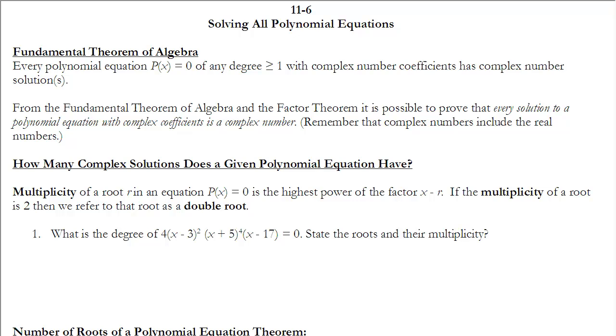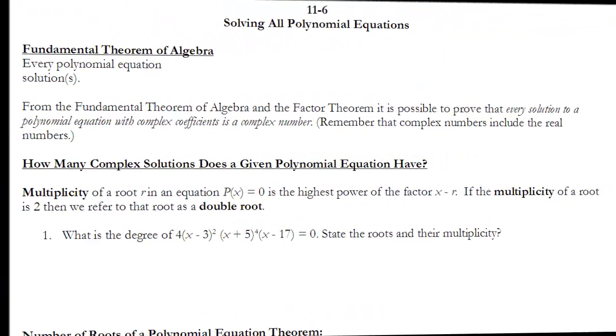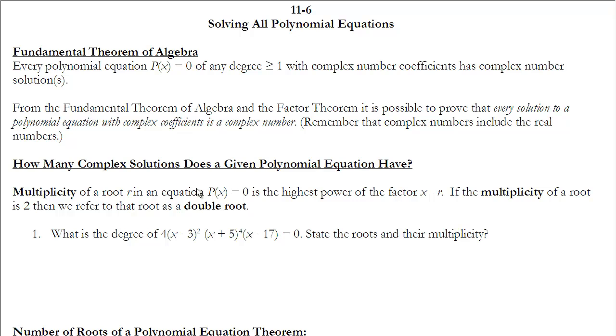Okay? So from that fundamental theorem of algebra, it's possible to prove that every solution to a polynomial equation has complex coefficients. Okay? And once again, remember the complex numbers include the real numbers. So the fundamental theorem of algebra establishes that every polynomial has solutions. So now we want to get into, well, how many solutions does it have?